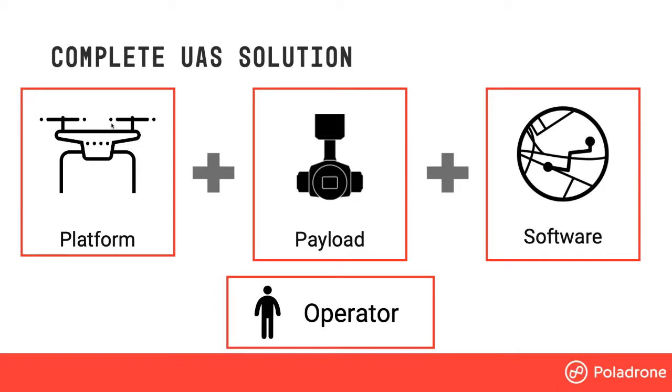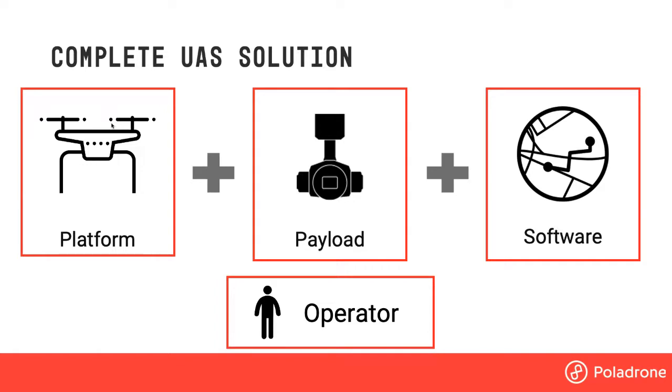Also software. Software is kind of like the brain of the total solution. Last but not least, you need a very experienced operator to fly your drones and complete your missions. So to have a complete solution, you definitely need these four parts. Next, we're going to talk about what kind of platforms exist.